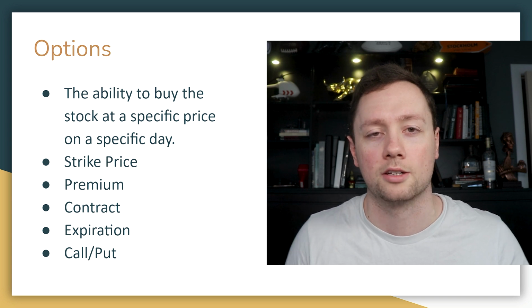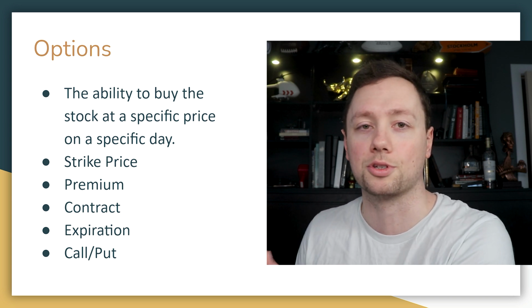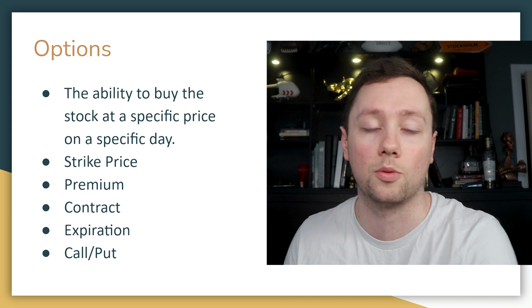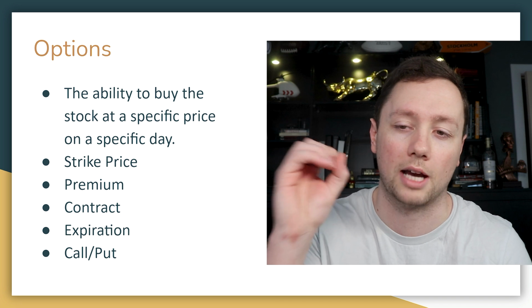So if I buy a contract of Apple options that expire on April 16th, it means that on April 16th, I have the option to buy those shares. Otherwise, that contract expires and it's worth absolutely zero.